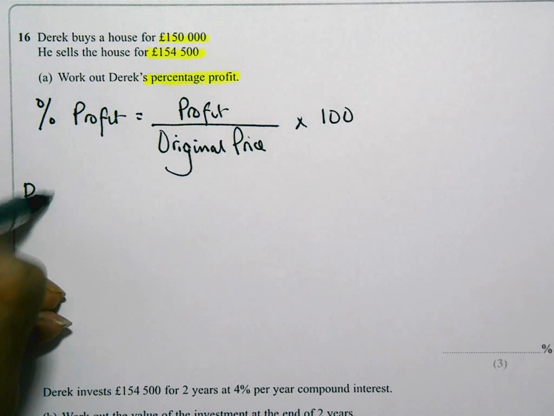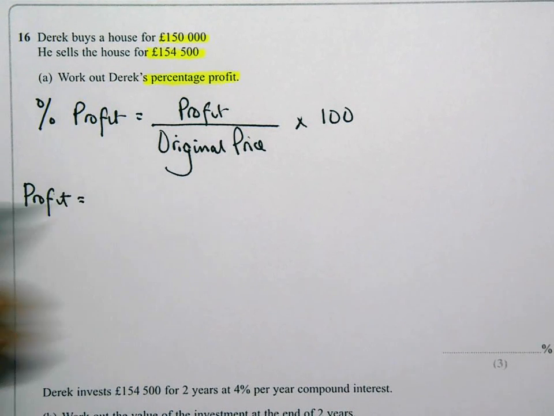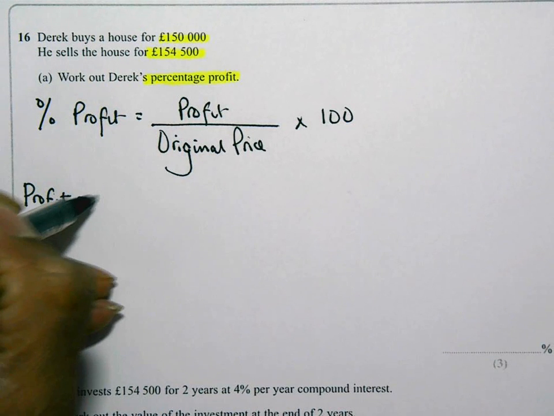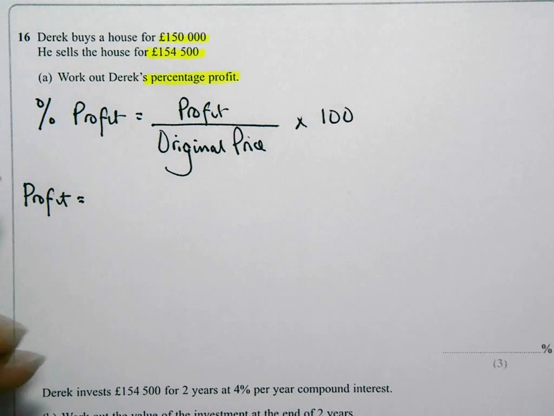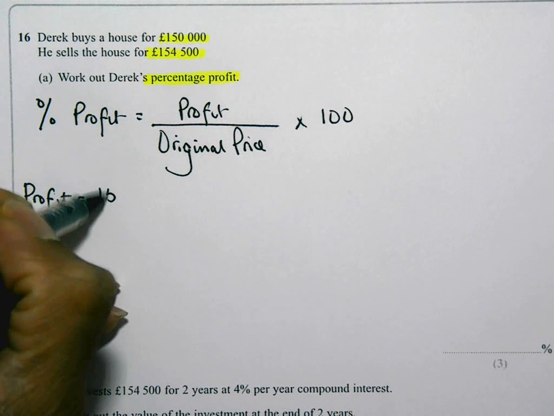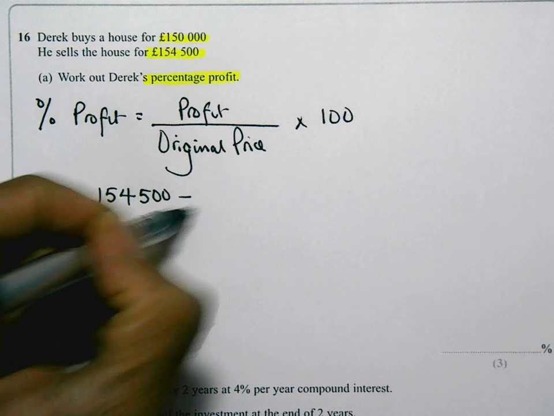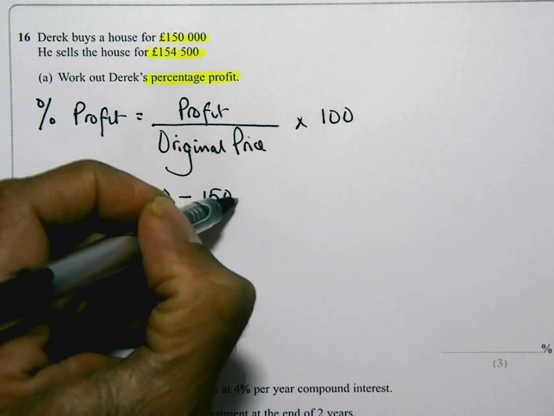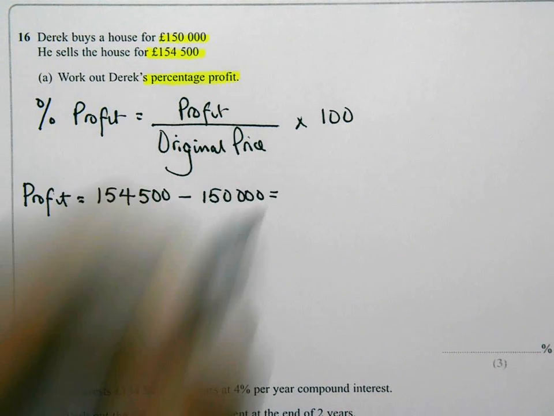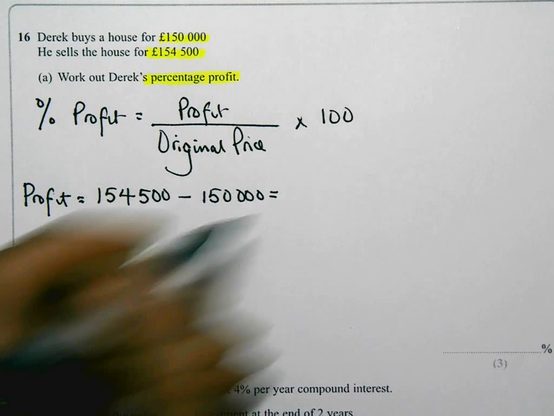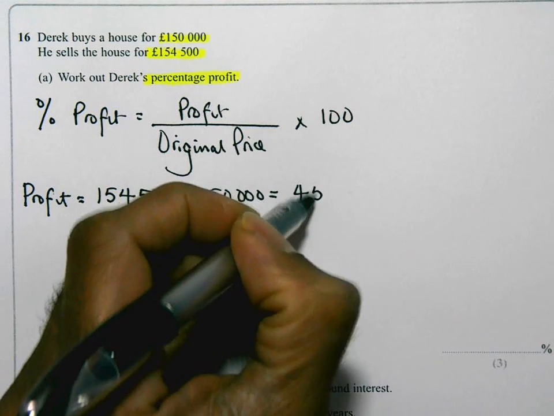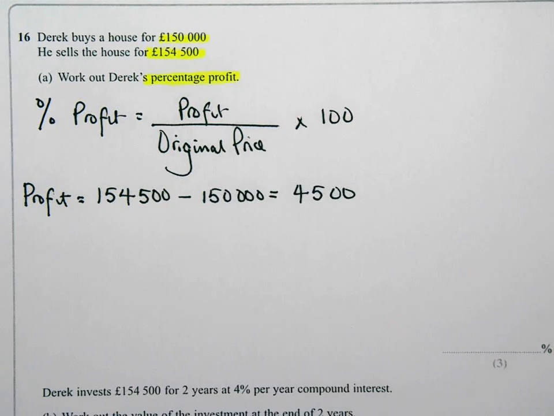The profit, I'm going to show all the workings here. The profit is going to be how much money he made, and you can actually see it from the question, but I'm going to write it all down. 154,500, take away 150,000. Okay, and I could actually see this just from the numbers. The profit he makes is 4,500. And if you didn't get any further in this question, apart from just writing the profit, you'd pick up a mark just for that.